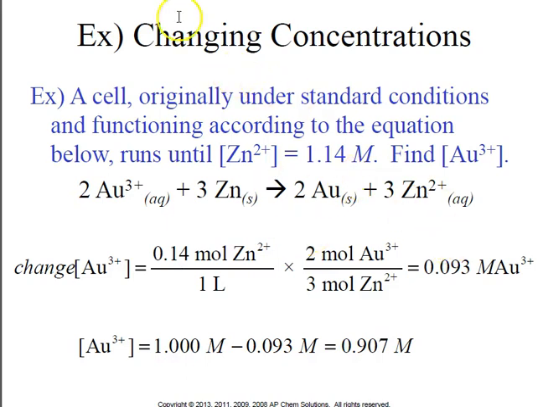Well, we can see that the zinc concentration went up, and zinc is a product, and the gold concentration went down, and gold is a reactant. So if we think about Le Chatelier's principle, if the zinc goes up, that's going to shift us back to the left. And the same thing is true if the gold goes down. So these two changes are causing us to have less reactants and more products. So we're shifting our reaction back to the left to try to reach equilibrium, and that is going to cause the voltage to go down.